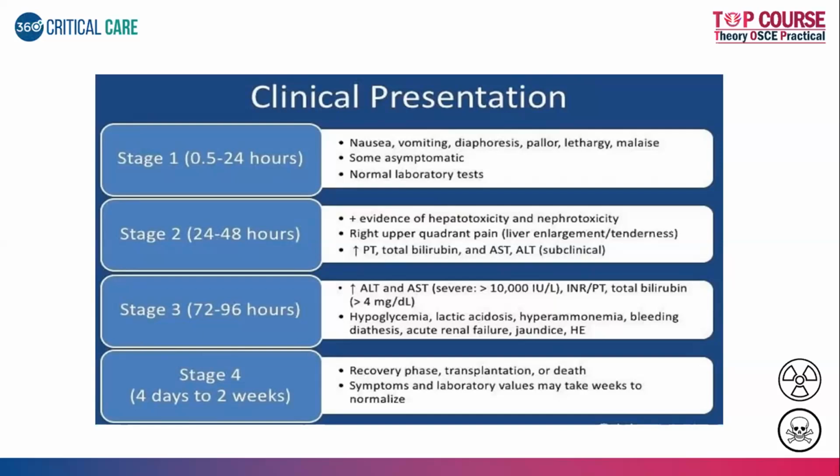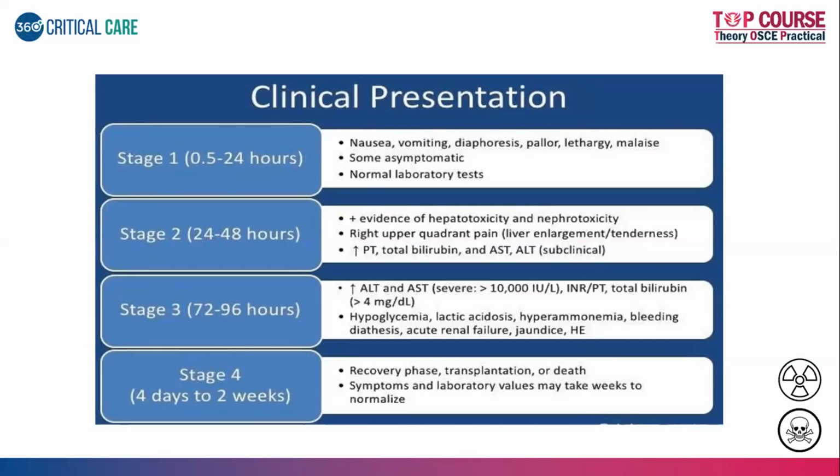Now in stage 3, which is 72 to 96 hours, a very, very important period, your enzymes will rise to very high levels. There is a lot of derangement in your coagulation profile. Along with this, the patient might have clinical hypoglycemia. There could be lactic acidosis. When you measure ammonia, it is on the higher side. And since there is coagulopathy, there could be bleeding diathesis, acute renal failure, jaundice, and even hepatic encephalopathy. So this is the most important period.